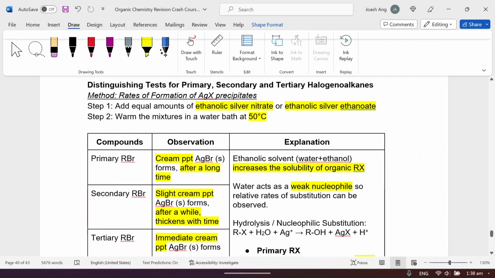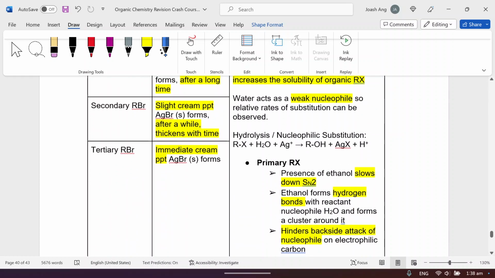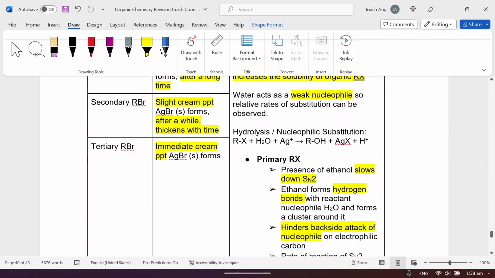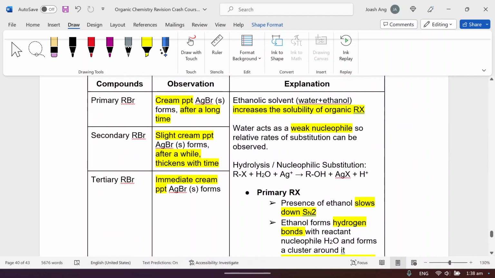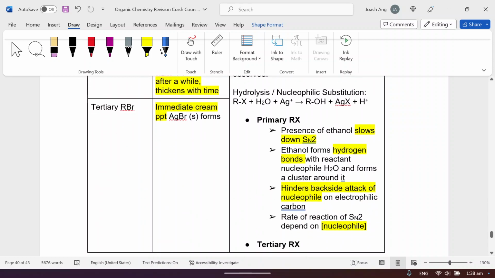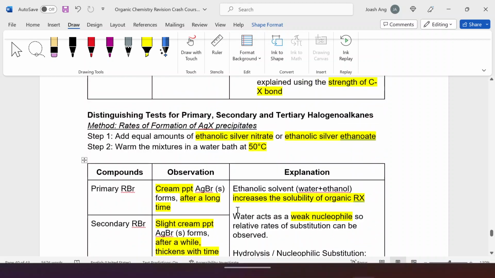bond. Alright, for primary, tertiary, and secondary halogenoalkanes, we use the same method as before, and we can see that the primary RX is the slowest reaction, because ethanol slows down the SN2 reaction. It forms hydrogen bonds with the reactant, that is water, and hinders the backside attack of the nucleophile on the electrophilic carbon.